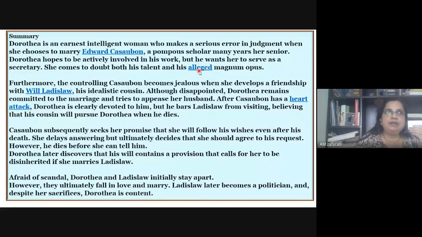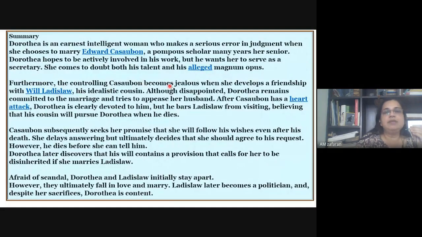But soon after marriage, she realizes that that's just not going to be possible. He doesn't regard her as his equal, rather like a pesky or an irritating secretary. That is the way in which he regards her. And not only that, she even loses belief in the level of the work that he was attempting. So that's what happens with the marriage there.